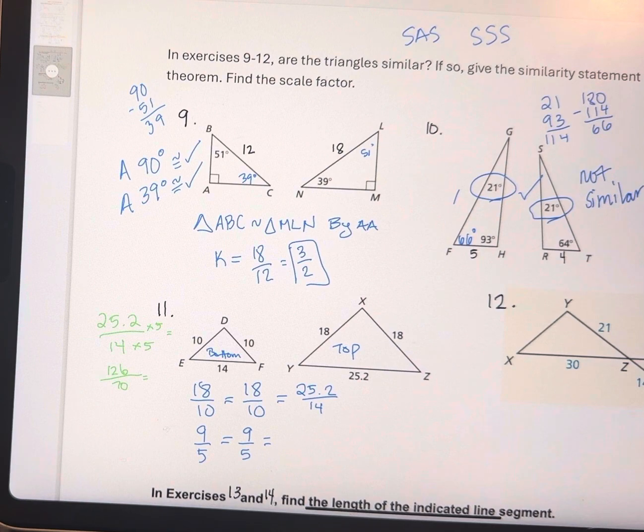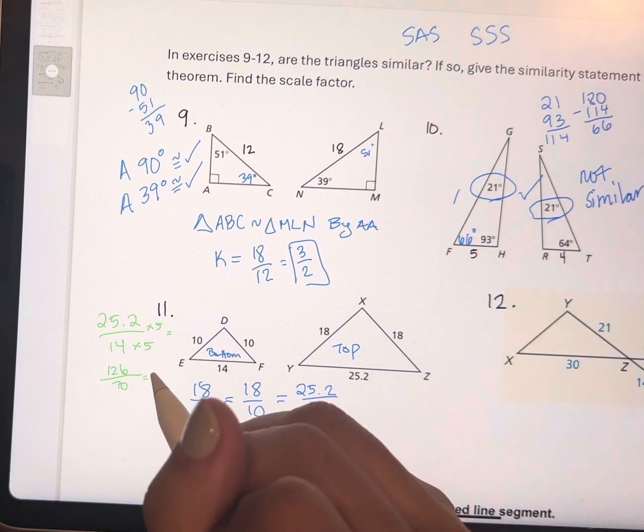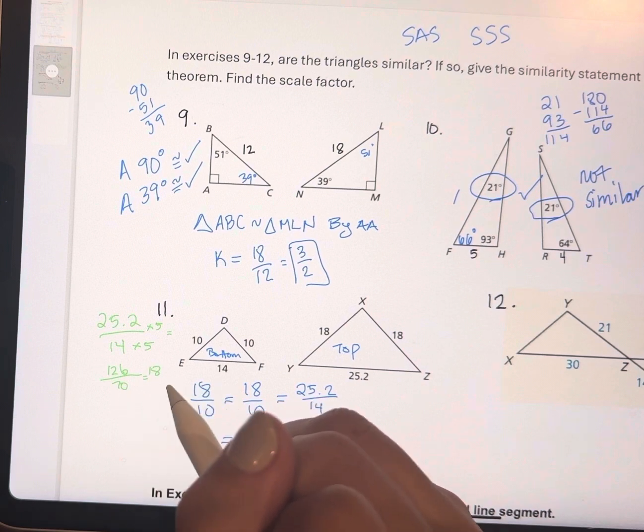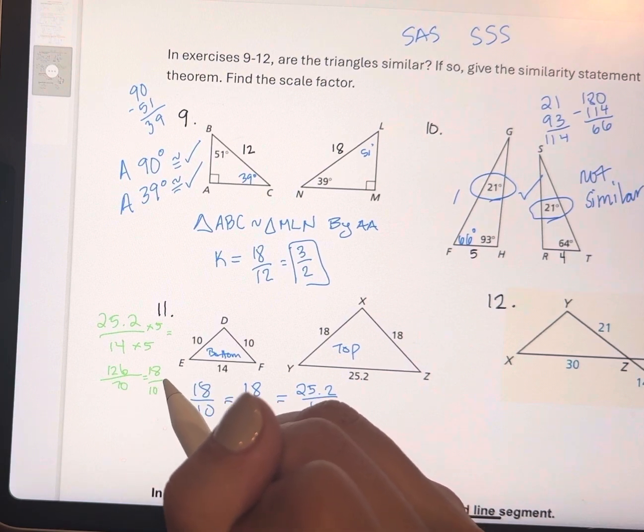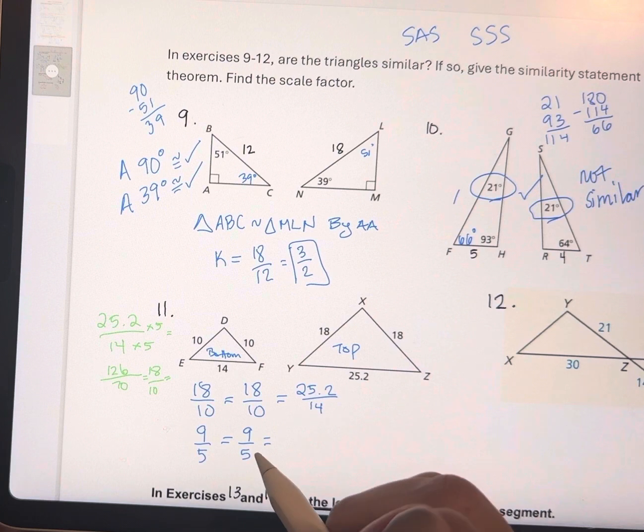How sweet of him. 25.2 times 5 is 126. So look at that, the decimal's gone. And then 14 times 5 is 70. And now we can reduce. Let's see. Let's try 7. 126 divided by 7, oh, it worked. That's 18. And 70 divided by 7 is 10. And then that's, of course, 9 over 5.